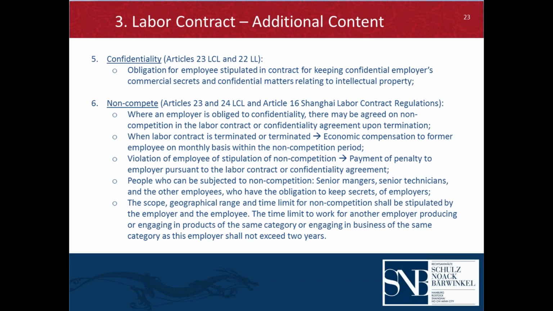And for these clauses, you should be very precise and very detailed. For example, they should include the name of competitors, the scope and geographical range, and the time limit for this post-contractual non-compete.